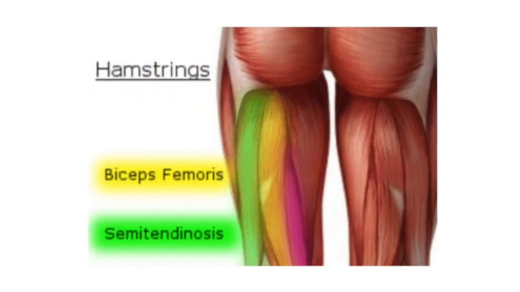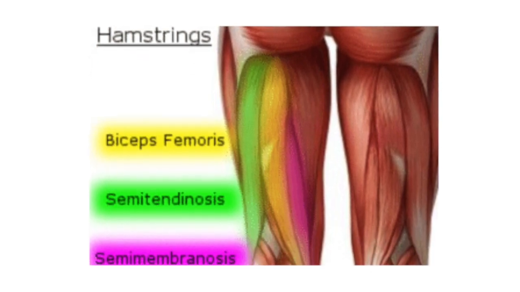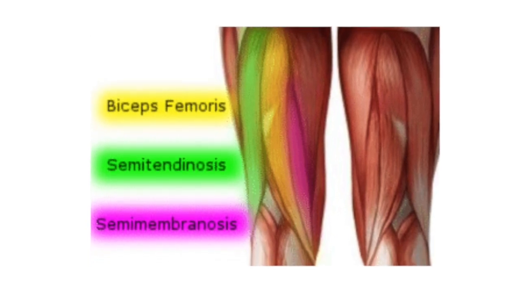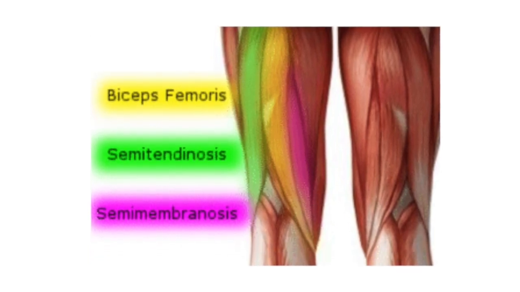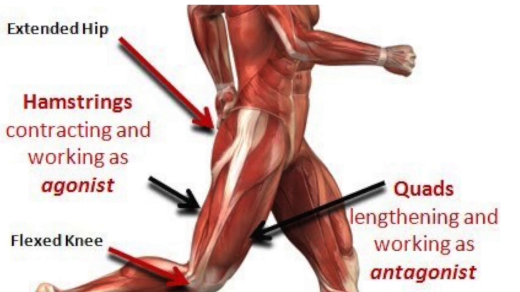So what are your hamstrings? Your hamstrings are a group of 3 muscles that are located in the posterior part of your thigh. You have the bicep femoris, which has a short head and a long head. You have the semitendinosus, and you have the semimembranosus. The function of the hamstring is to help bend the knee and assist in hip extension.